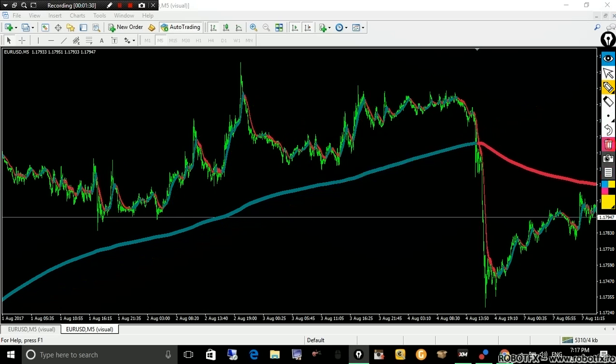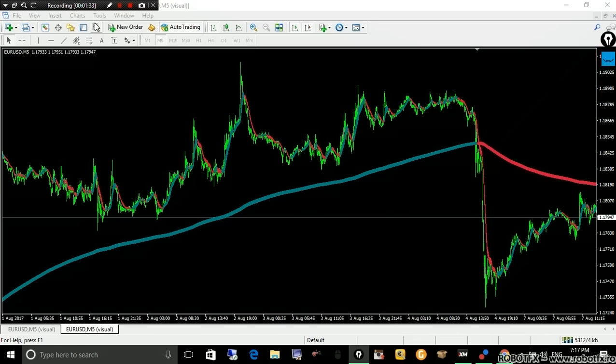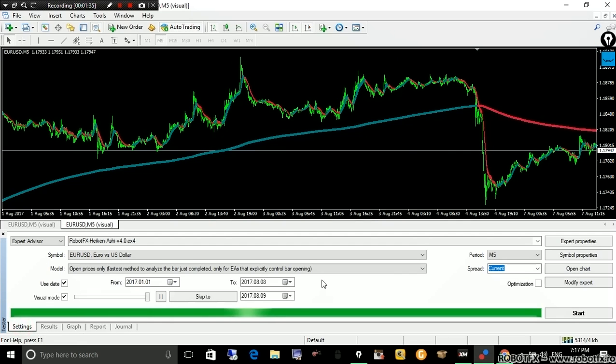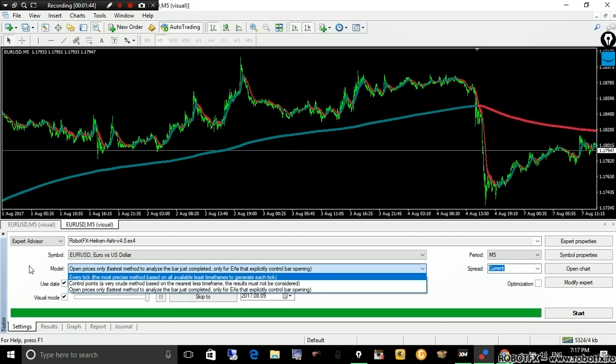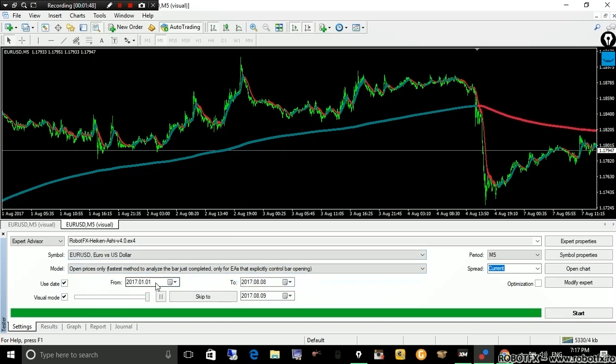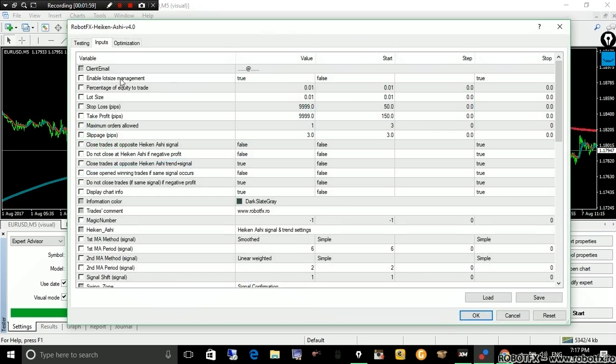Now, I will show you my settings a little for this example. And by the way, I'm trading on M5. I'm trading open prices only. I don't want every tick because it is too slow and we will never finish this recording. I'm trading this year from the beginning of the year until today, and I normally don't trade M5, and these are the settings as I'm using them right now.